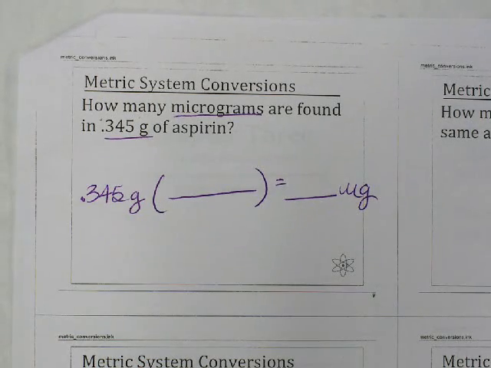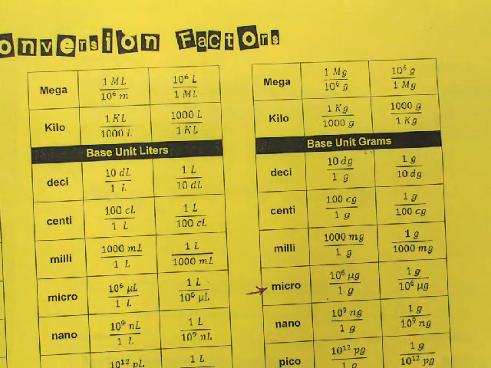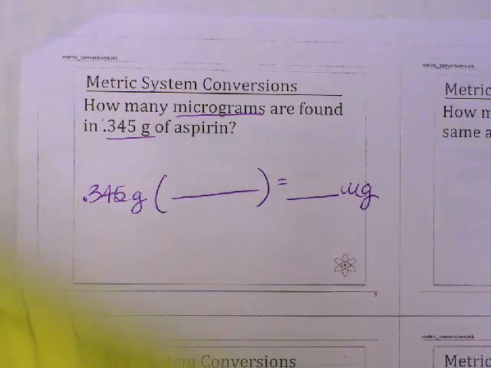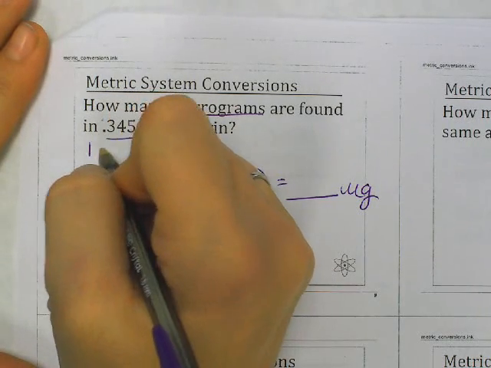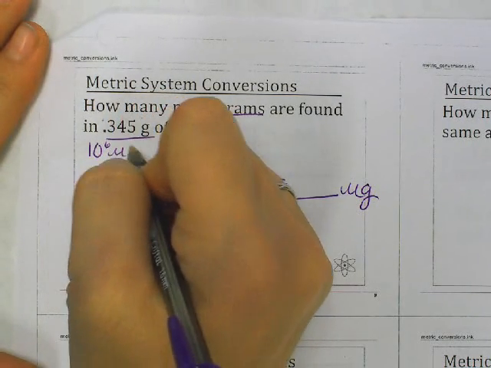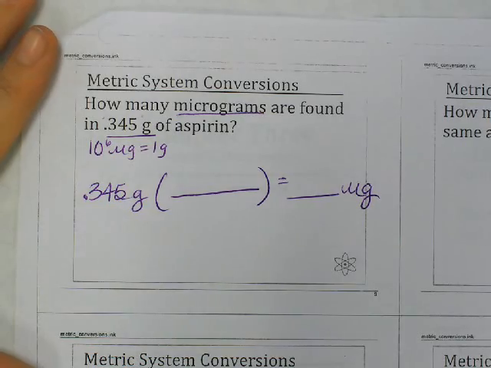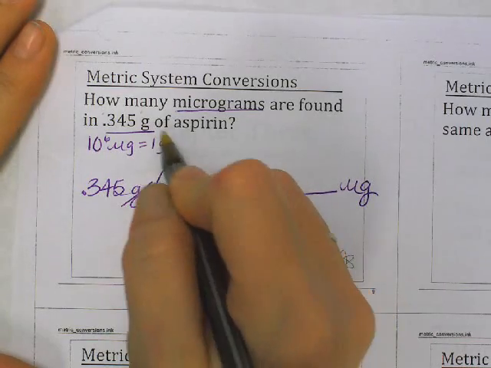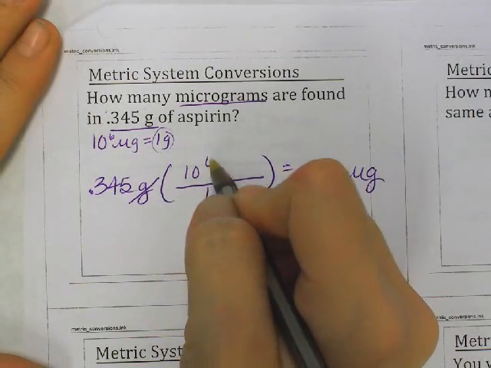So now at this point I have to go back to my yellow chart under the grams column and I'm going to pick one of these conversions, micro. So I have to decide, well, which one is it that I'm going to use? So I'm going to rewrite these out here for you. I know that 10 to the 6th micrograms is 1 gram. So I have to figure out which way I'm going to write that in here. Well, I want to cancel grams. I have to have grams on the bottom. That means that 10 to the 6th micrograms must go on top.